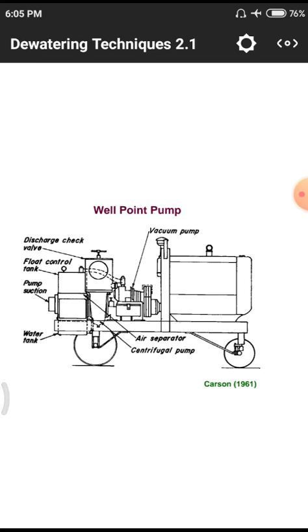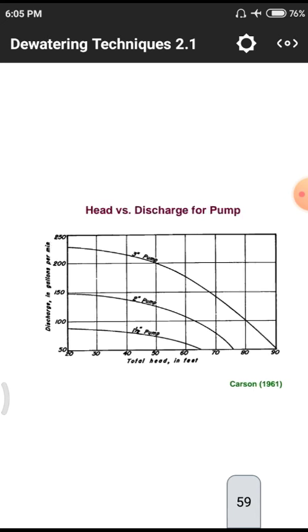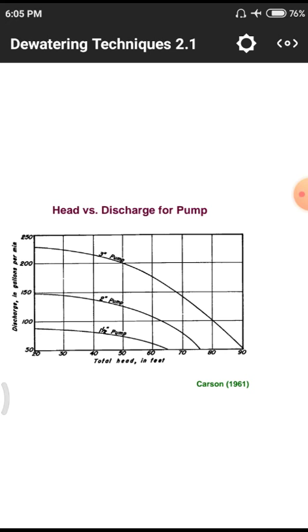Normally it is a pipe. That means the pump is one kind of pump which is used to excavate or extract water from the particular location. This is the head versus discharge of the pump. How we need to excavate, what are the values.